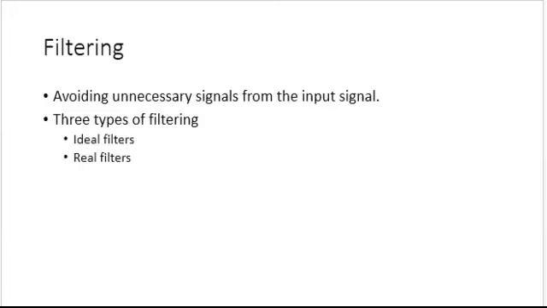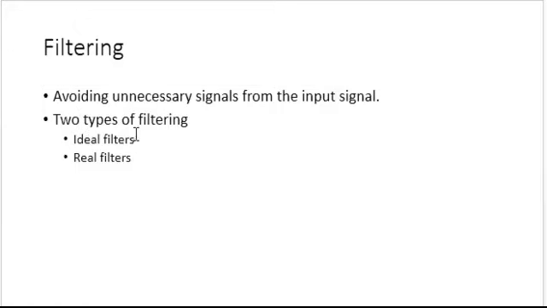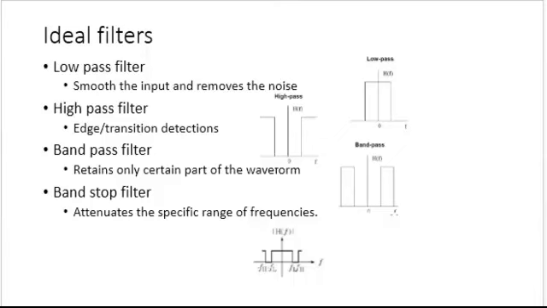Basically there are two types of filtering. One is ideal filtering and another one is real filters. We will see one by one. So an ideal filter is nothing but, with respect to ideal, it is like a square waveform representation.